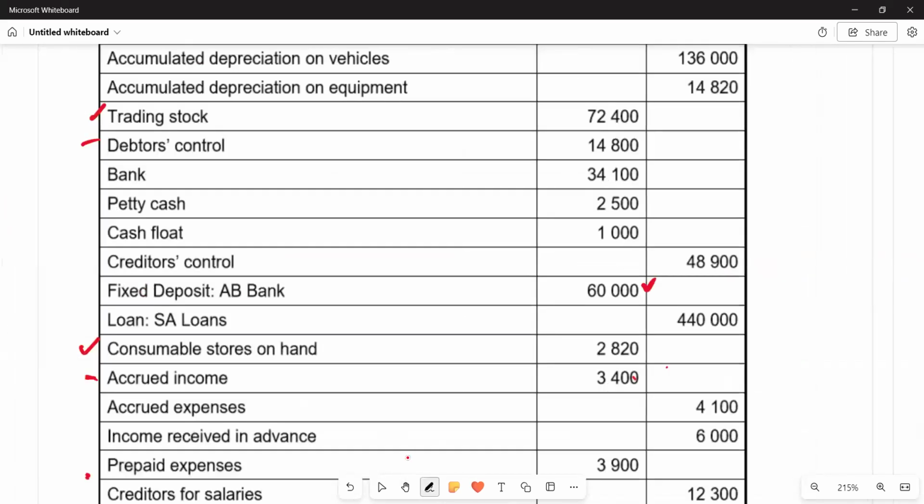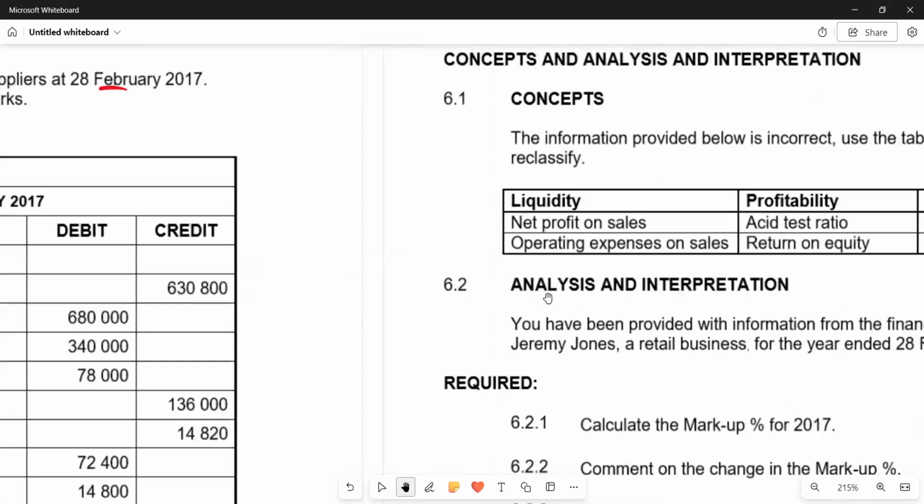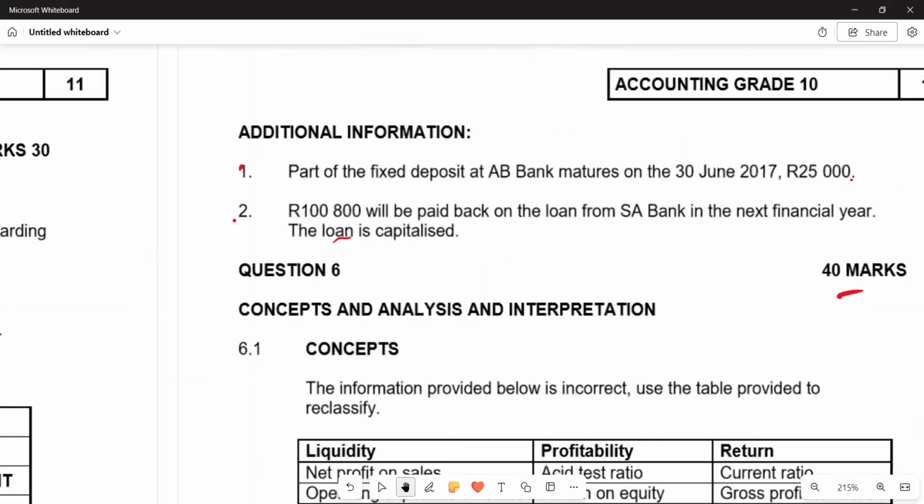After debtors control, we have bank. Remember, bank is part of cash and cash equivalents. So for cash and cash equivalents, we have got bank 34,100. We also have petty cash 2,500. We also have cash float 1,000. And remember, we have that amount of fixed deposit that is going to mature in the next financial year, which we said is going to be a current asset. It's part of cash and cash equivalent.